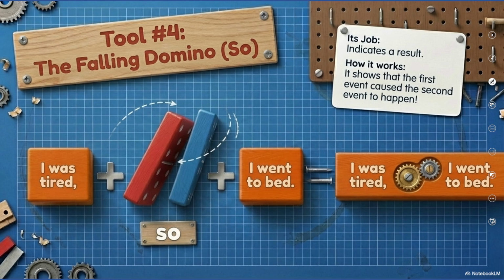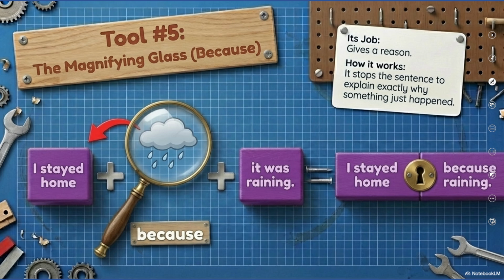Now, we have one other example over here, that is so. This indicates a result. Got it? I was tired, so I went to bed. So make sure whenever you want to indicate a result, use the joining word so. And because. Whenever you want to give a reason, you use because. I stayed home because it was raining.